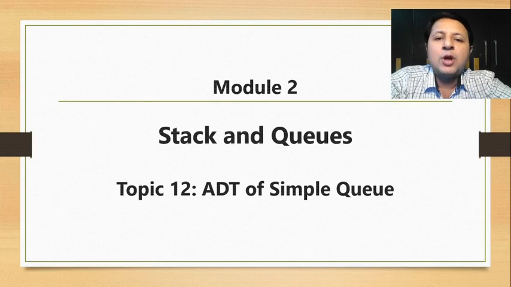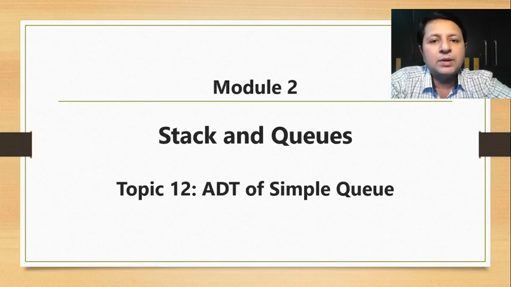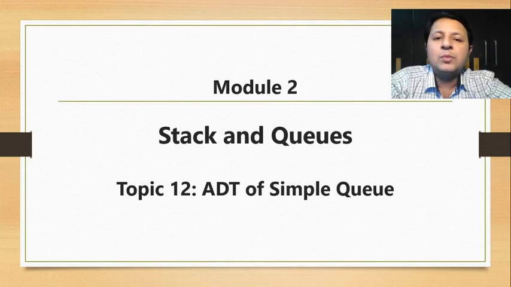So let us start with the next topic, that is ADT of simple queue. In this we will learn what is a simple queue and we will define its ADT, that is abstract data type.